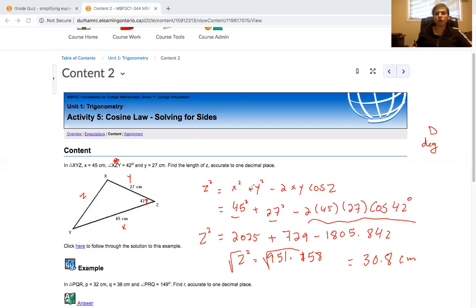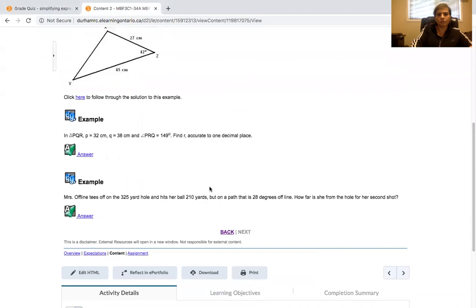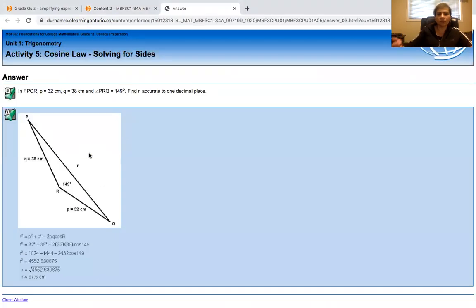Make sure that you follow the steps, as I said, so you're not making a mistake. This would be another example here. So you have to try it.